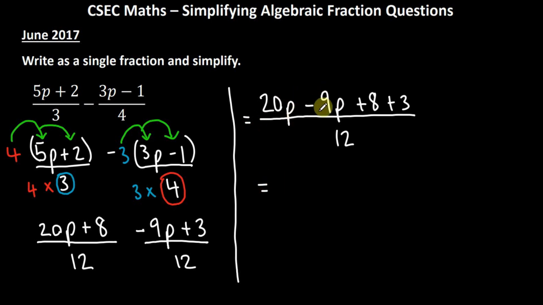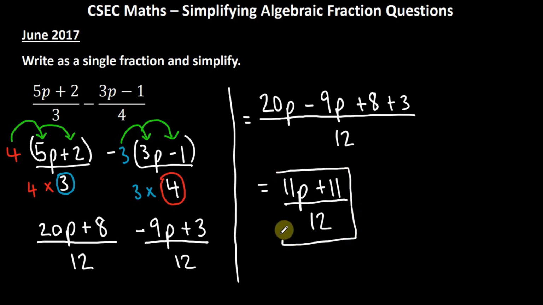Next up, we'll simplify the numerator here. So it's 9p from 20p, which will leave us with 11p, and 8 plus 3, that's 11, divided by 12, and this would have been our answer here.